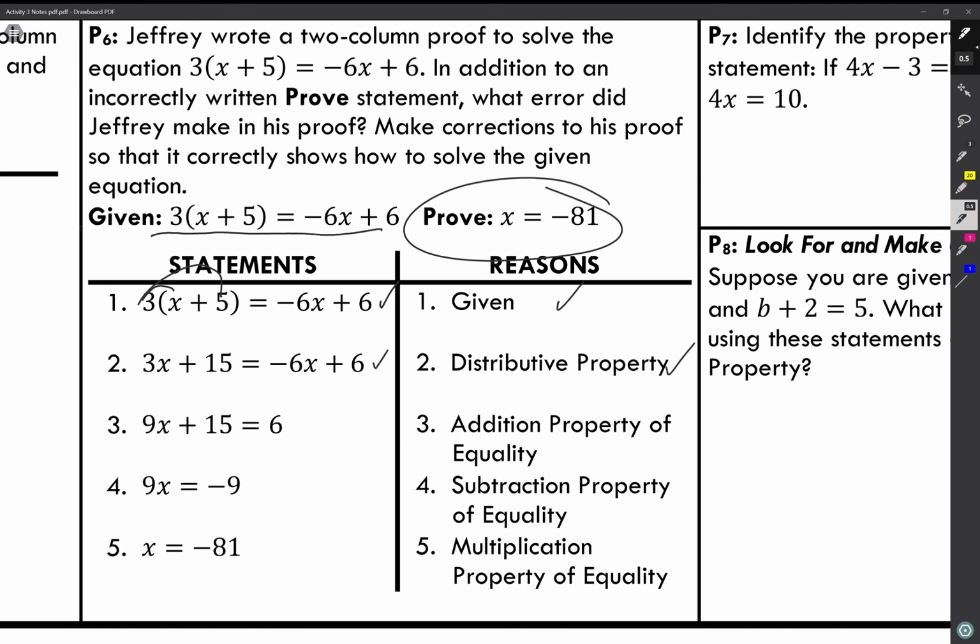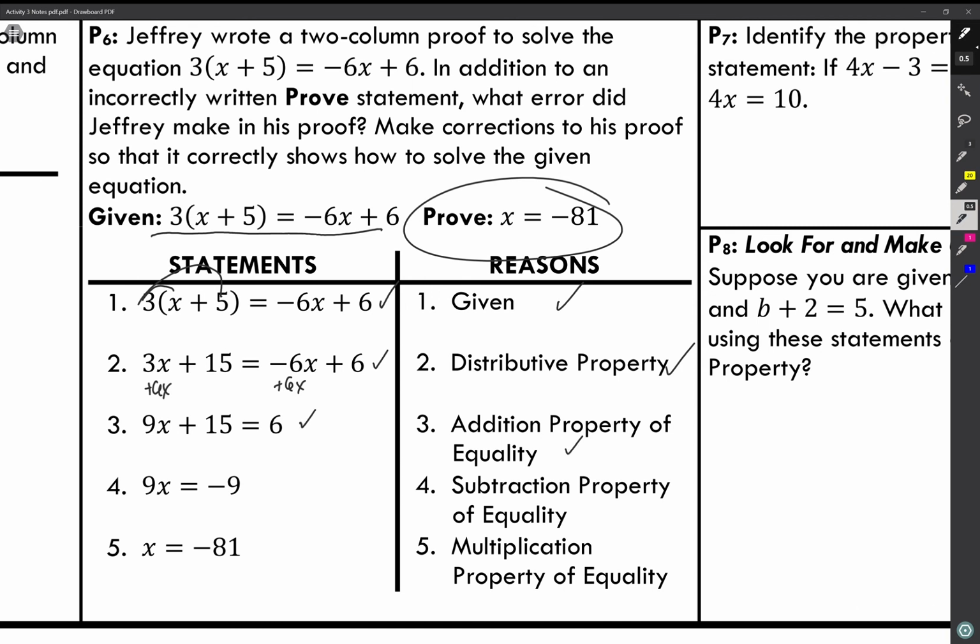Now, they said the next thing they used was the addition property of equality, so they should have added something to both sides, and what it looks like they did is they added 6x to both sides. And let's check. 6x plus 3x is 9x. That's the same, and that goes away, so that is correct as well.